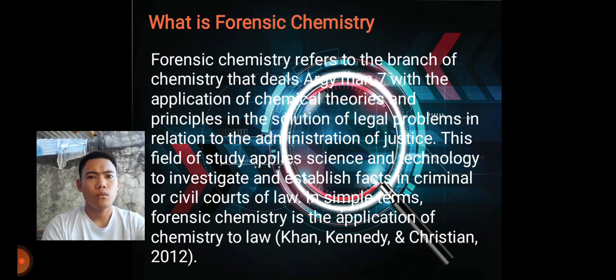First, what is forensic chemistry? Forensic chemistry refers to the branch of chemistry that deals with the application of chemical theory and principle in the solution of legal problems and the administration of justice. This field of study applies science and technology to investigate and establish facts in criminal law or civil courts of law. Ibali, kaning forensic chemistry, nagamitan niya ng science and technology para maibawan kung kinsa daon criminal na nakakommit ng crime.